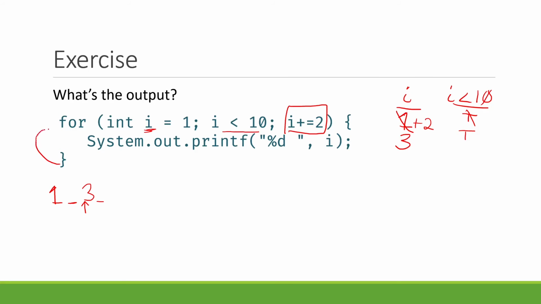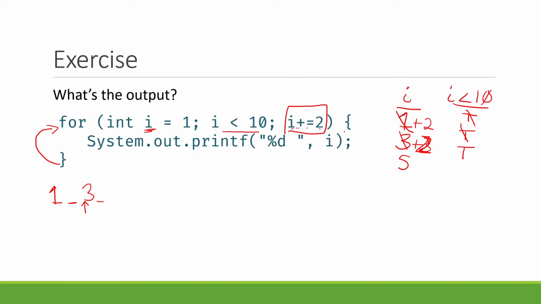Then I loop back up to the top. Before I can continue my loop, I must do the incrementing. So I'm going to take my value 3, whoops, I'm going to increment it by 2. That's going to give me a 5. So now I is 5. Is I less than 10? Is 5 less than 10?